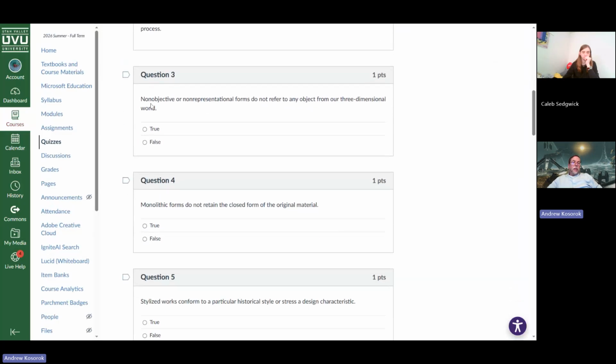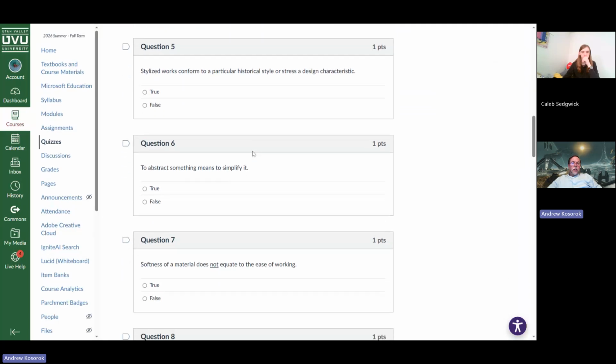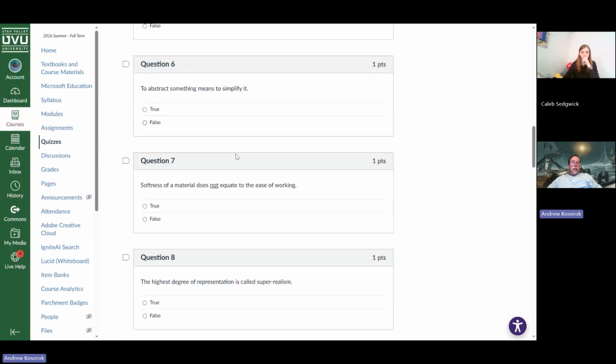And today, a little bit later, we're going to talk about non-objective and non-representational forms. What does that mean? Well, this is specifically related again to the textbook and how it defines it. And we'll talk about it for the next project, which is the biomorphic abstraction. So I'm looking down. Stylized works conform to a particular historical style or stress a design characteristic. I think that's something that everybody has a pretty good understanding of. And again, these are right out of the textbook.